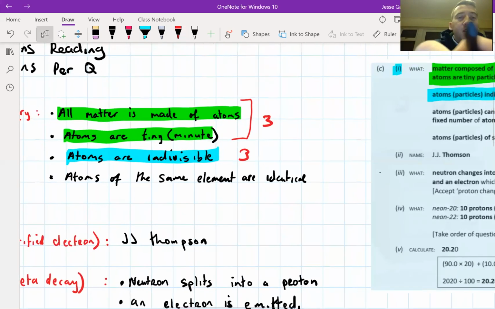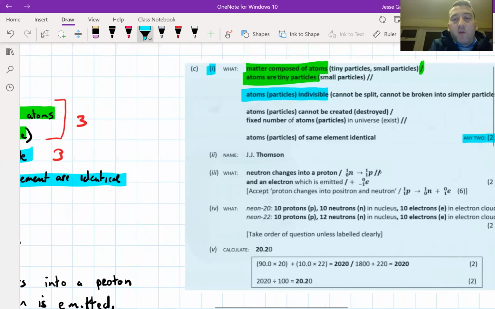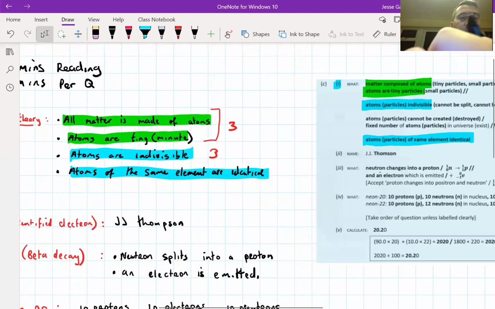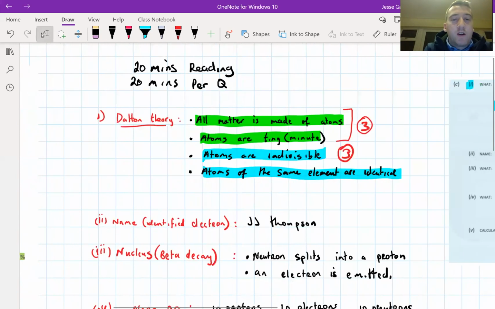Now we did have this one here as a bonus. Atoms of the same element are identical. And that would have also been a scoring point. But because we've already got 6, that's the most we can get here. So we've got 3 and 3. We've got 6 so far, 6 out of 6. Right, moving on to part 2.